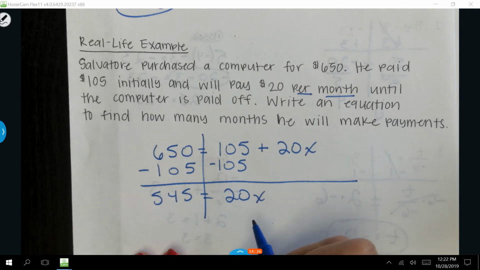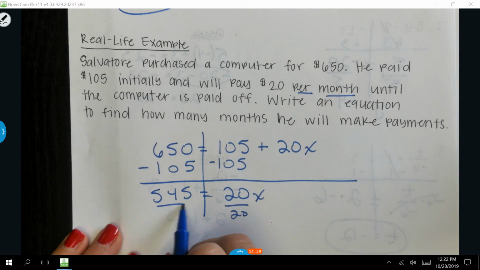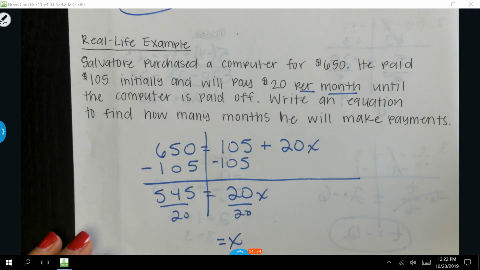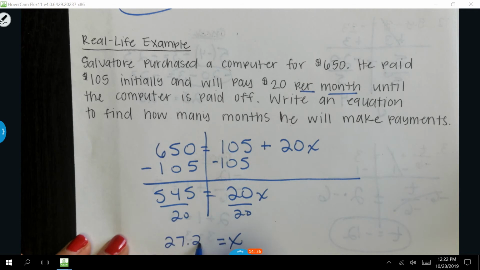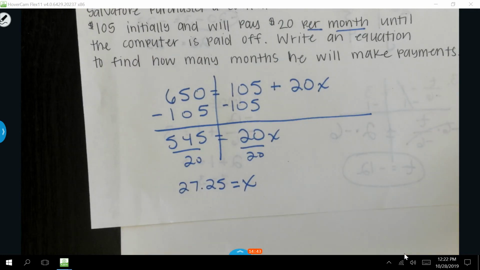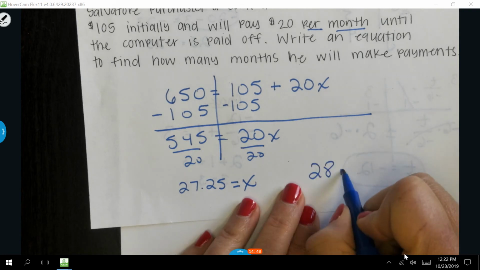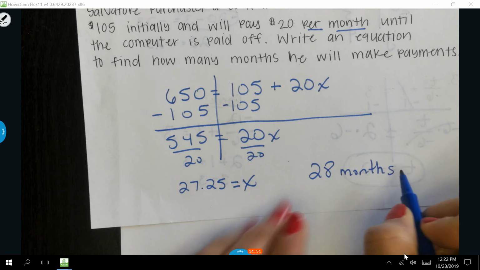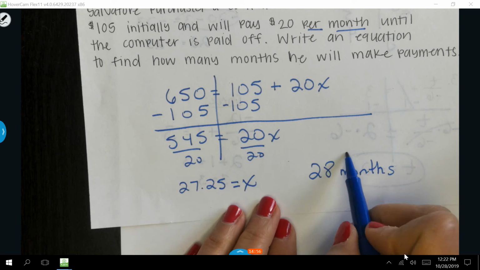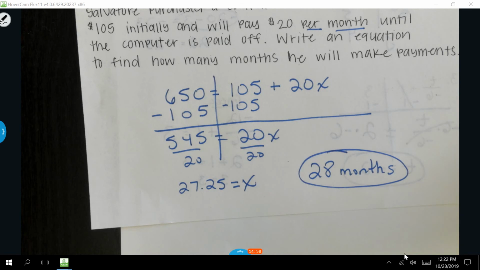So now what do we do? Very good. And x equals... Right, but when you're looking at something like this, it won't be paid off in 27 months. You actually need to round up to 28 months, because it won't completely be paid off. You still owe a quarter of that payment. So you would need a full 28 months to pay off that computer.